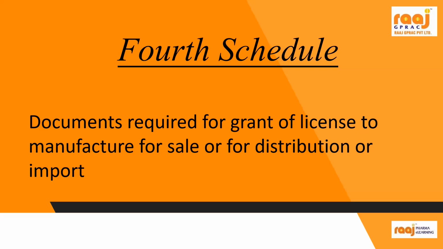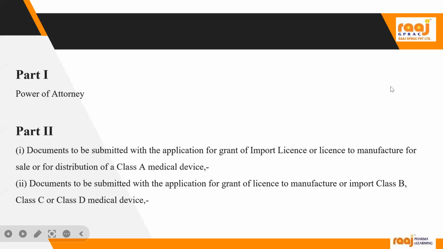Documents required for grant of license to manufacture for sale, for distribution or import. This also we have covered in the last session, still I will have a glance through it. Part 1 talks about the power of attorney. Part 2 talks about the documents to be submitted with the application for grant of import license or license to manufacture for sale or for distribution of class A medical device, and it talks about class B, C, D also.